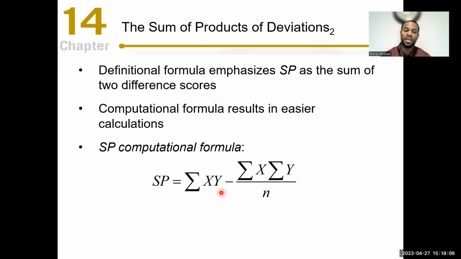But if you don't have whole numbers, the computational formula is probably the most accurate, right? Because it allows for you to have decimal places, right? The definitional formula emphasizes the SP as the sum of those two differences. The computational formula results in an easier calculation, especially if you're dealing with decimal places, right? So this would be considered my SP or my computational formula. And either one of these formulas is going to get you very, very similar answers, if not the same answer, just depending on the number of decimal places you use for your computations.